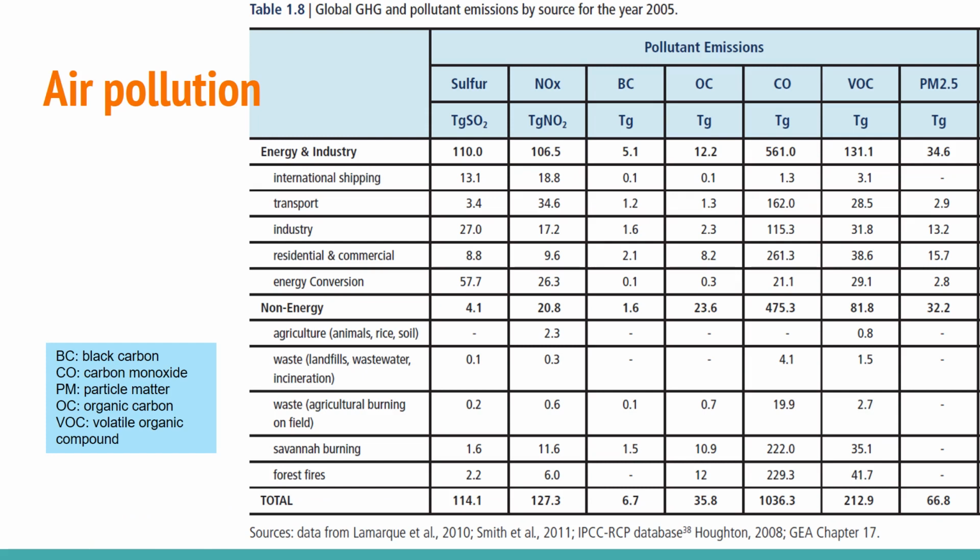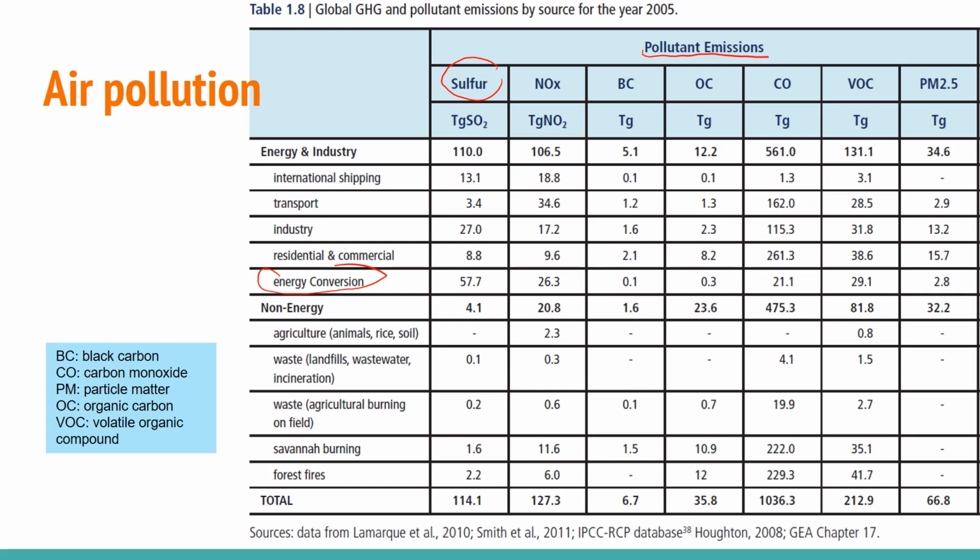So if we look into air pollution, we can ask what is in the air and what the typical pollution emissions are, and there are very different types of pollutants. There is sulfur, which is strongly related to energy conversion, as you see here.